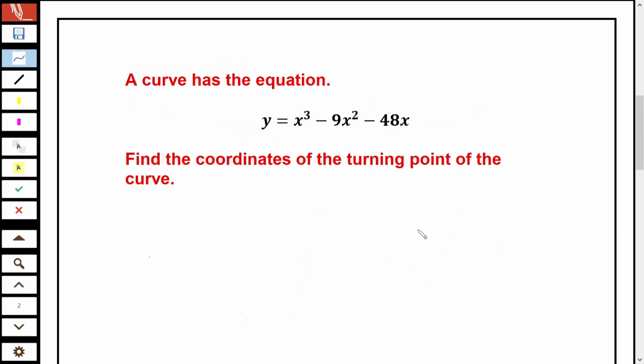Here is an example. A curve has the equation y equals x to the power of 3 minus 9x squared minus 48x. Find the coordinates of the turning point of the curve. Now, the turning point occurs where dy/dx is equal to 0. In other words, the derivative of y with respect to x equals 0. So this is the turning point.